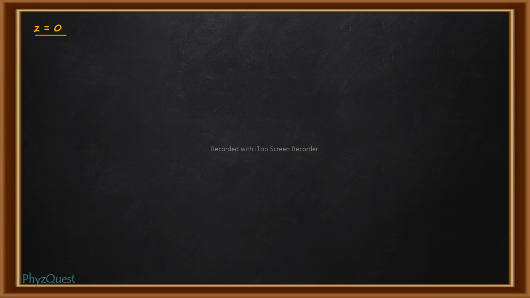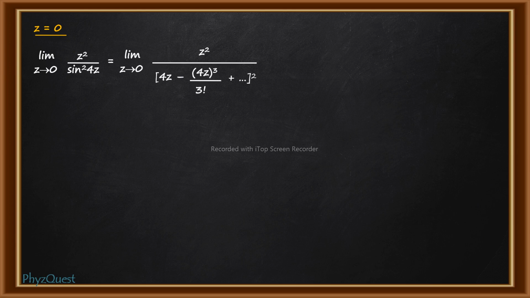So now we will check the limit z tends to z0 of the function. So limit z tends to 0, z square divided by sine square 4z, because that is the function, and the z0 here is 0. So when we do that, the numerator will be the same, z square, but for sine square 4z we can write down the expanded form of the sine formula. So this will be equal to limit z tends to 0, z square divided by 4z minus 4z cube by 3 factorial and so on, the whole square.